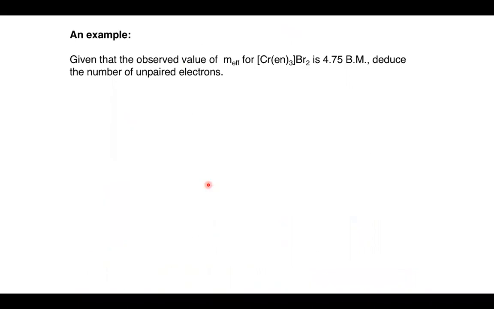So we're given an observed value of the effective magnetic moment for this chromium complex. It is going to be 4.75 Bohr magnetons. We're asked to deduce the number of unpaired electrons. So we know what mu is equal to. It's equal to 4.75, and that's equal to the square root of n times n plus 1, or plus 2, sorry. This complex we would assume is octahedral, since it's got 3 bidentate ligands. These are 1,2 ethylenediamine.